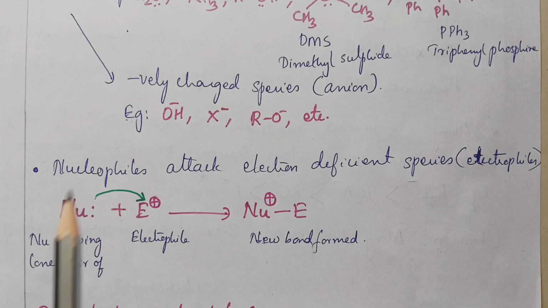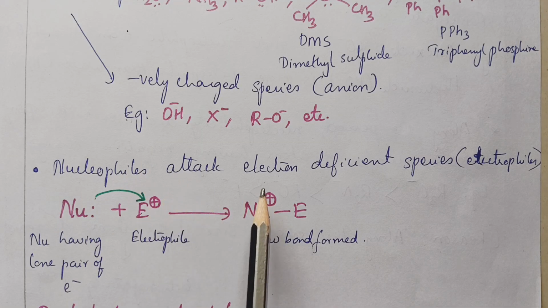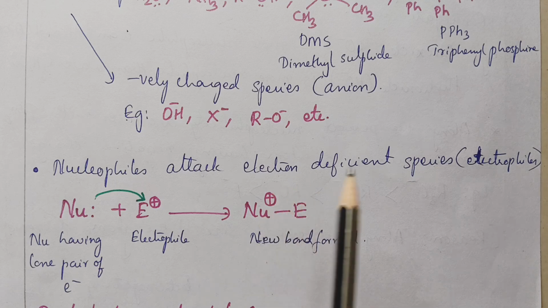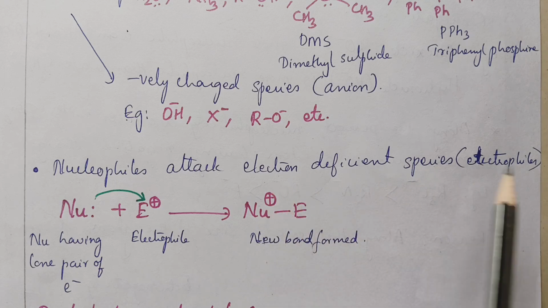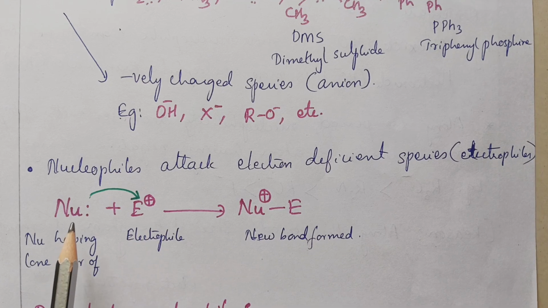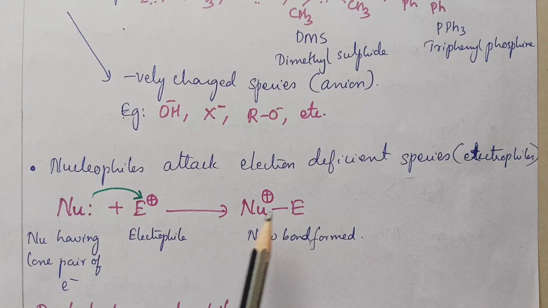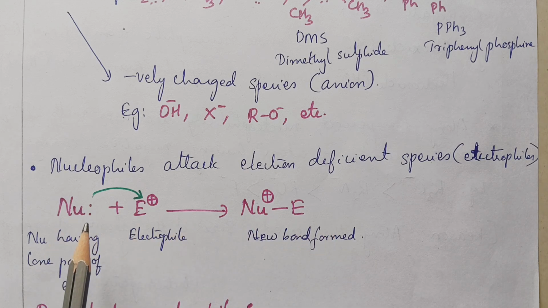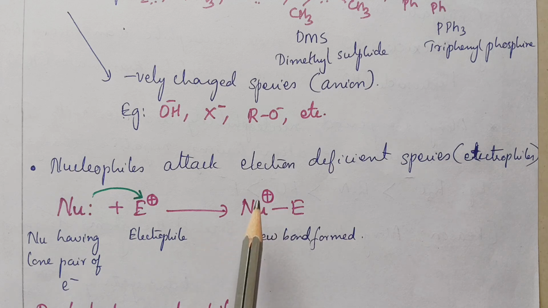Since nucleophiles are electron rich, they always attack electron deficient species. Now what are electron deficient species? They are nothing but electrophiles. So it can be shown like this. Here we have a nucleophile with lone pair of electrons. This is an electron deficient electrophile. So nucleophile attacks electrophile and a new bond is formed between nucleophile and electrophile. When a new bond is formed, nucleophile is donating electrons to electrophile. For that reason, nucleophile now becomes electron deficient, so positive charge on nucleophile. I hope it is clear to you.